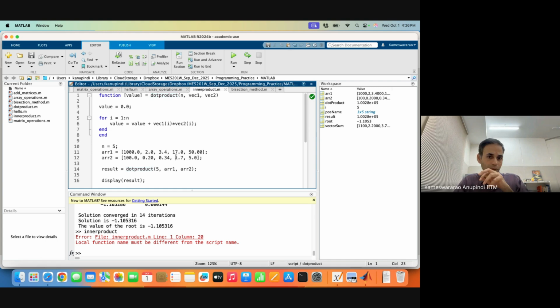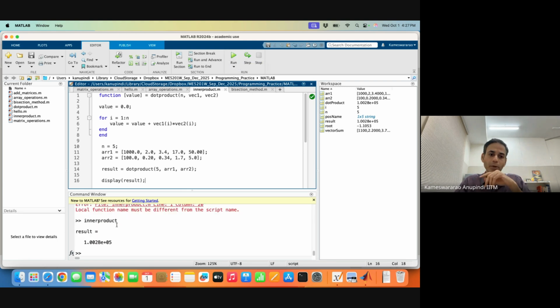Then I've essentially defined n equals 5, array 1 equals some values, array 2 equals some values. Then I'm saying result equals dot product. So after the dot product function returns, the value is going to go there. The arguments are the 5 numbers, array 1 and array 2. Then I'm going to just display the result. So let's now try to run this.